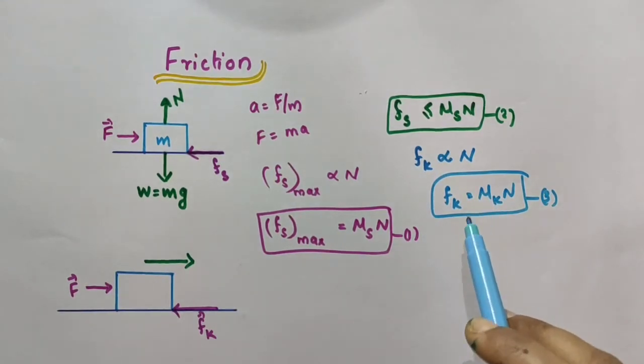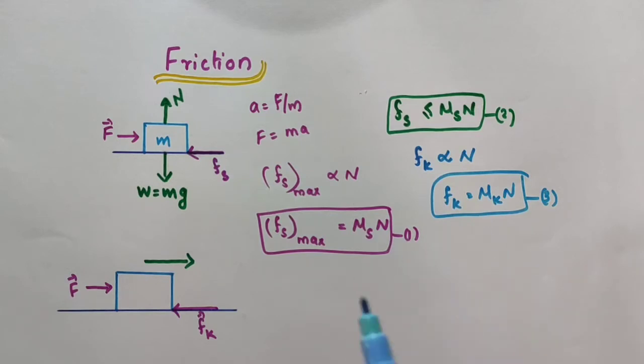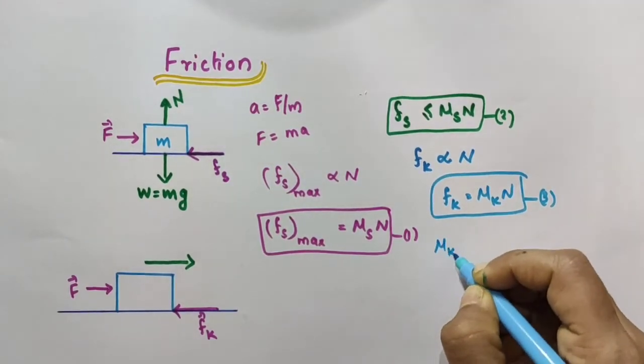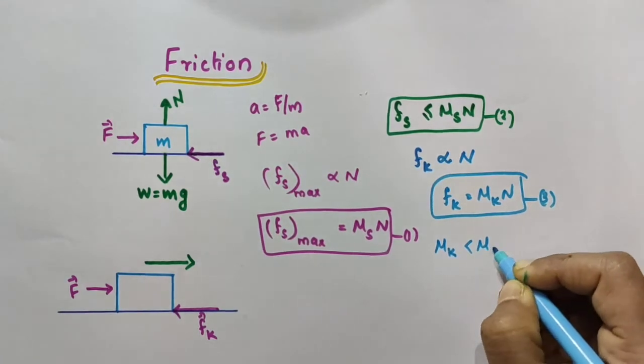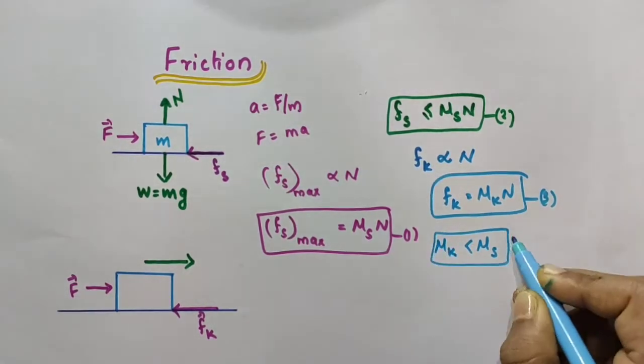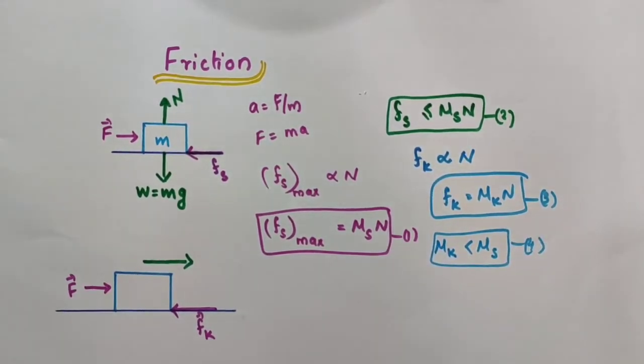Ideally, the coefficient of kinetic friction depends only on the nature of the surface, a smooth surface or rough surface, like that. Experimentally, it is found that the coefficient of kinetic friction, mu k, is less than the coefficient of static friction. That is, mu k is less than mu s. I am taking this as equation number 4.